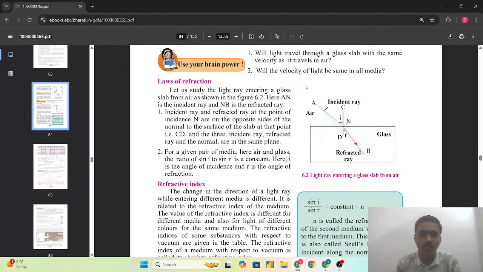So let us study light ray entering a glass slab from the air as shown in the figure 6.2. Here AN is the incident ray and NB is the refracted ray. Incident ray and refracted ray at the point of the incidence N are on the opposite sides of the normal to the surface of the slab at that point, that is CD. And the three, incident ray, refracted ray and the normal, are in the same plane.